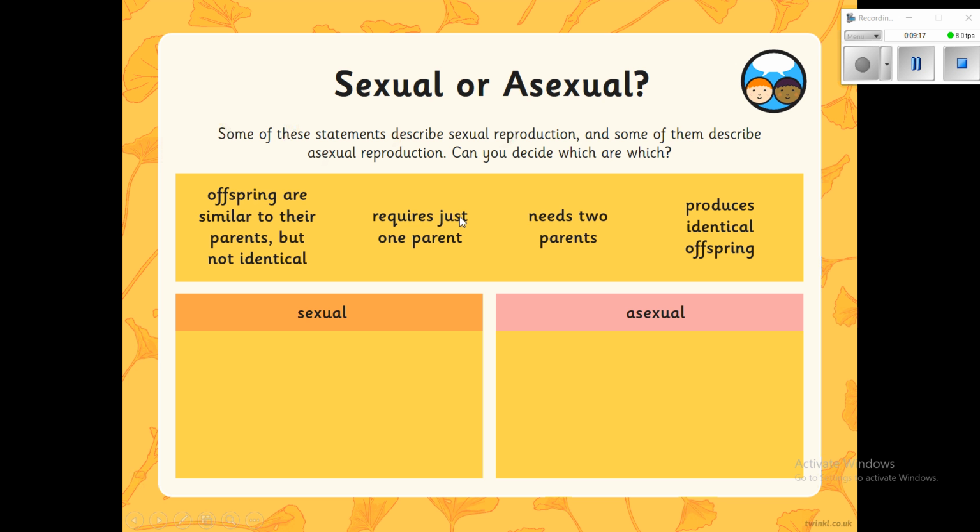So what I want you to do is copy down these 4 statements into the table on your Google document into the correct columns. If you're a bit confused about this bit, then just run back through the PowerPoint and it should have all of this information on there, so you'll be able to put them into the right columns for me.